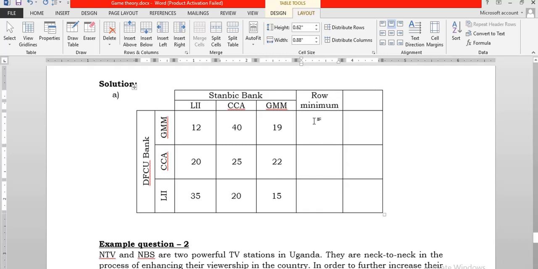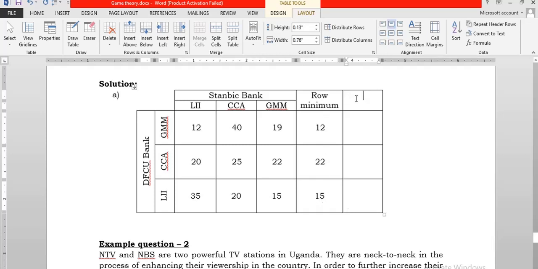In the first row we have, just a minute, let me put this one in the middle. Okay, in the first row the minimum value is 12, the second row the minimum value is 22, and the third row the minimum value is 15.